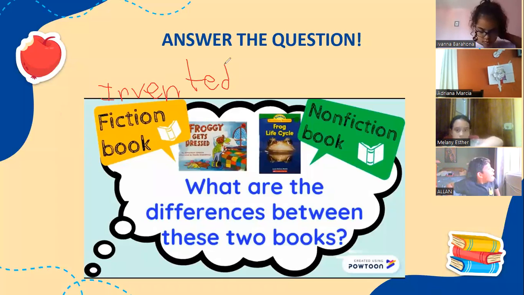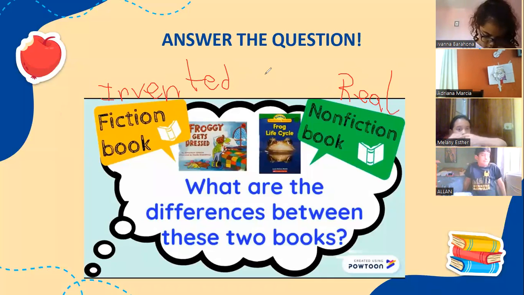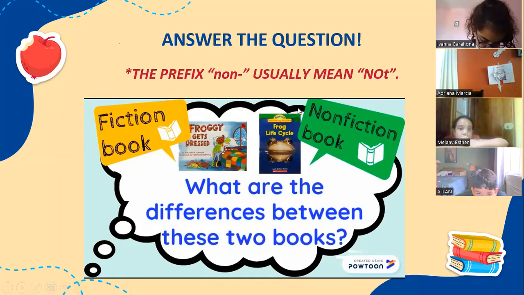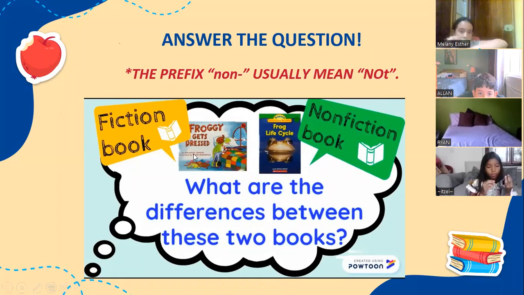And the non-fiction is something real. That's the difference between these two titles. The life cycle of a frog is non-fiction because it's real, and fiction is, for example, a magical unicorn that can fly in the sky.